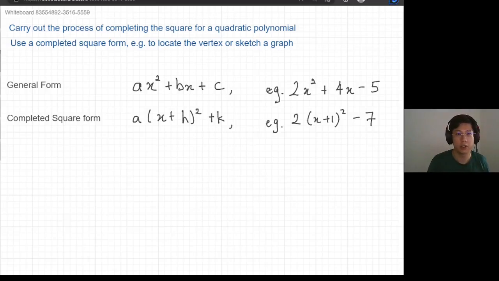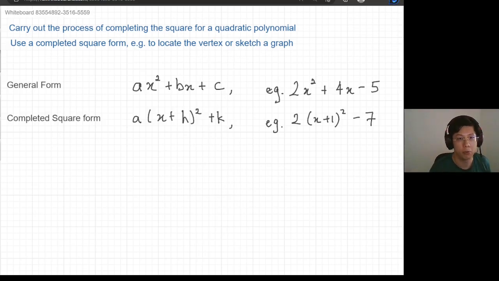Hi everyone, today I'd like to talk a bit about quadratics and how to complete the square. When we first learn about quadratics, we are taught it in the general form, ax squared plus bx plus c. For example, it could be given to us like 2x squared plus 4x minus 5. So these a, b, c are going to be numbers, and then we have x as the variable.